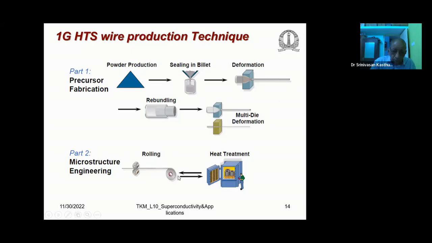Then in part 2, this multi-die deformation is microstructure engineering. It is rolled and then stored in the form of a tape. And the tapes are now ultimately heat treated. Once the heat treatment is completed, you have high temperature superconducting wire. So the initial wires are prepared without heat treatment, and the last part is the heat treatment to make sure that you get the right composition required for superconductivity.